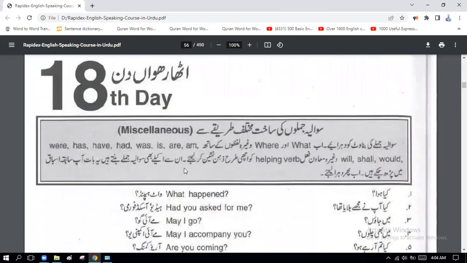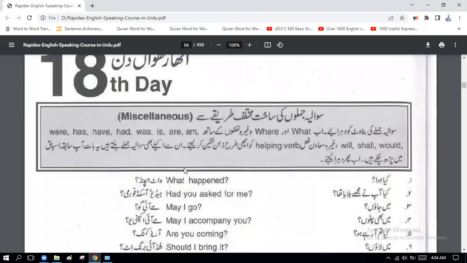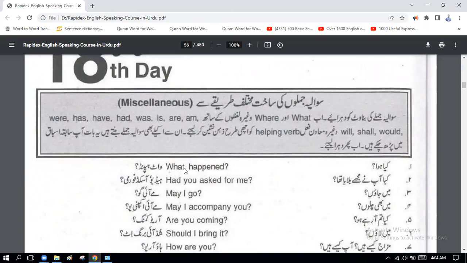Day 18, it was a small, not very long lesson. So we are going to study here was, were, has, have, had. So was is also there, is, am, are. Well, I arranged them in a different way.